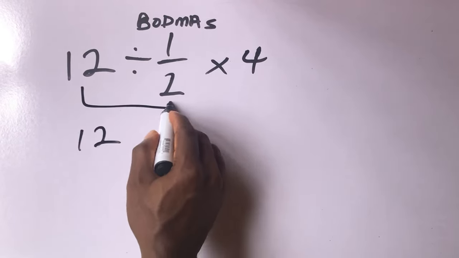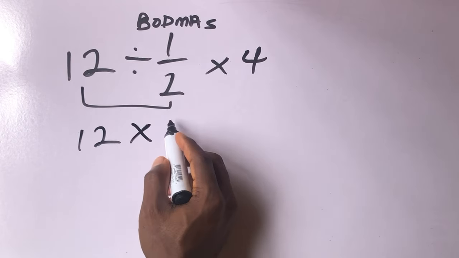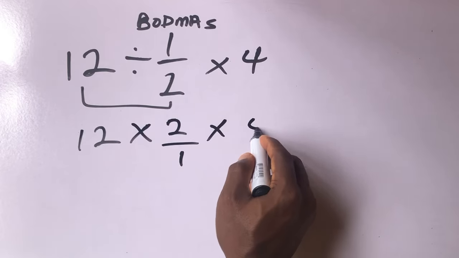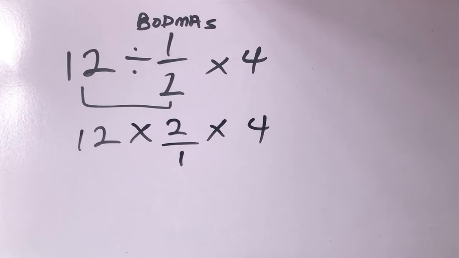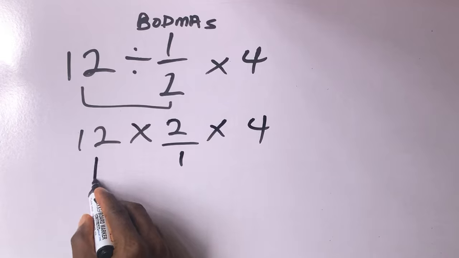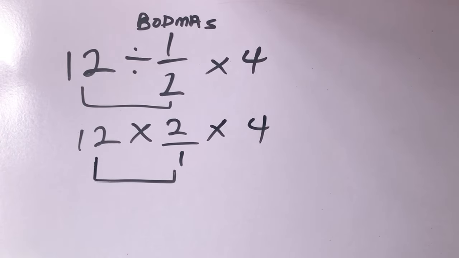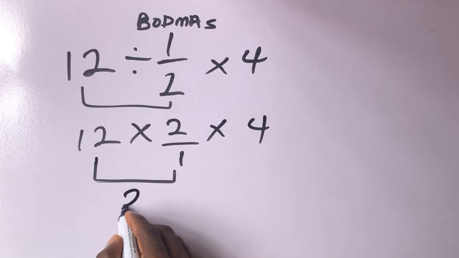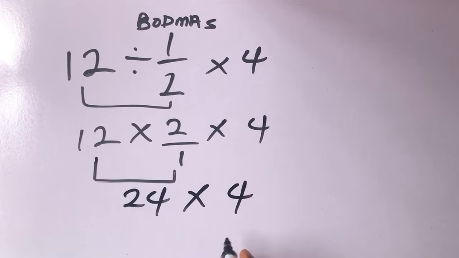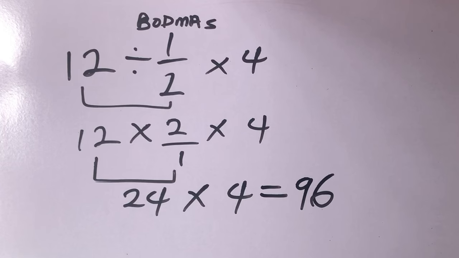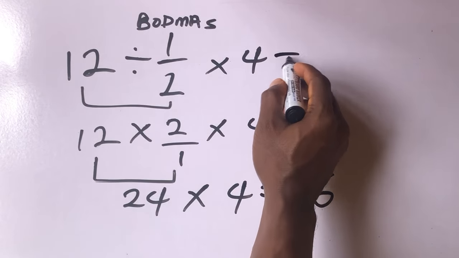12 times, here will be times, now a 2 over 1 times 4. Now 12 times 2 will give us 24 times 4, which is equals to what? 96. So our final answer is 96.